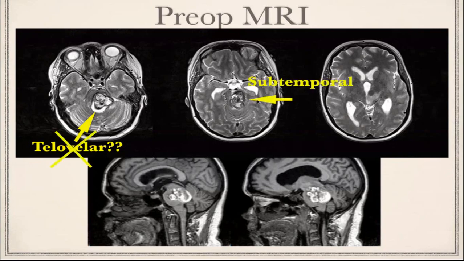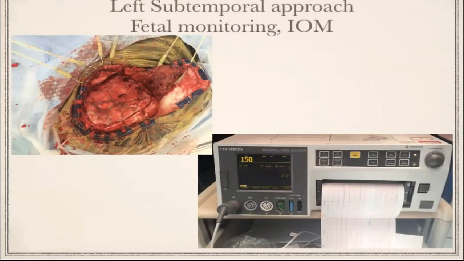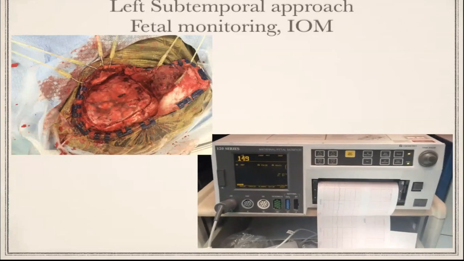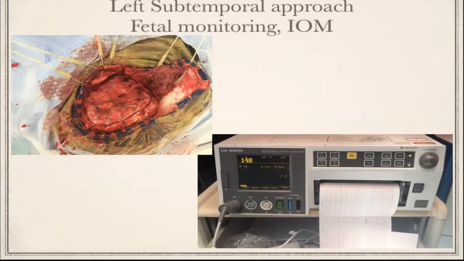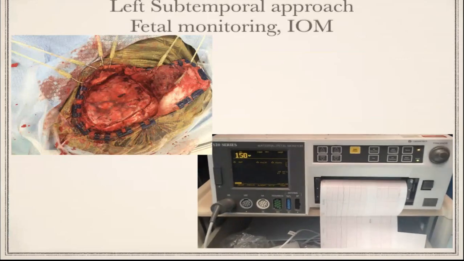The safest approach is to come from the side. Pure, simple subtemporal, it doesn't matter how big the lesion is. That is the approach that will give us the widest corridor. So this is a simple craniotomy. Here we're doing fetal heart monitoring during surgery. Remember, she's 23, 24 weeks pregnant.